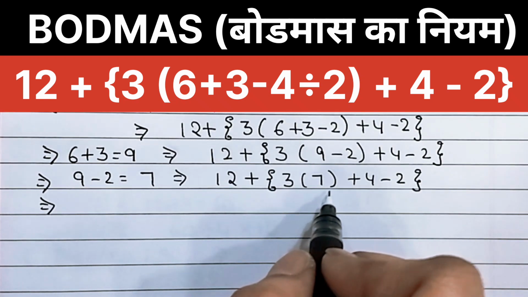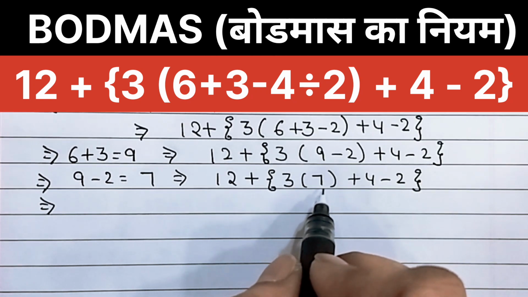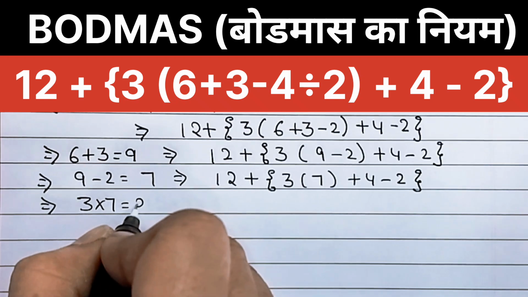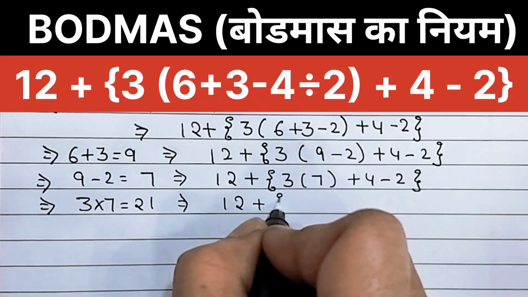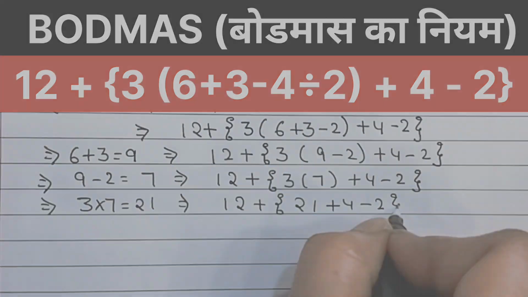Inside the curly braces, multiplication indicated by the brackets precedes the addition. Now 3 multiplied by 7 equals 21. The expression becomes 12 plus curly bracket 21 plus 4 minus 2.